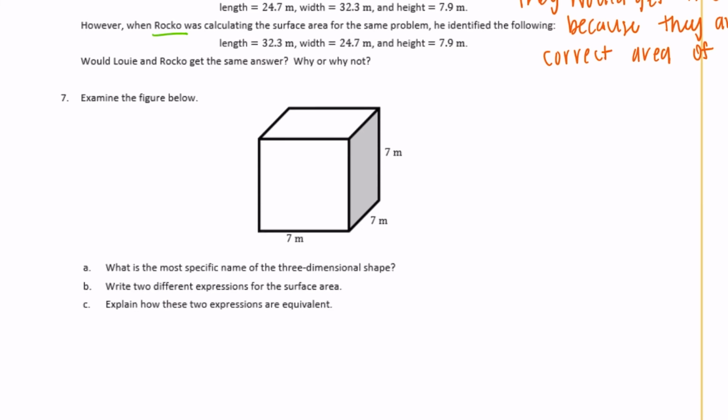Number 7. Examine the figure below. A. What is the most specific name of the 3-dimensional shape? All right, well, all sides are the same length, and it's 3-dimensional, it has 6 faces, so it's going to be a cube. Right, 2 different expressions for the surface area. So let's do the surface area of a cube first. So we could do 6 times one of the sides squared. So 6 times 7 squared would be equal to the surface area.